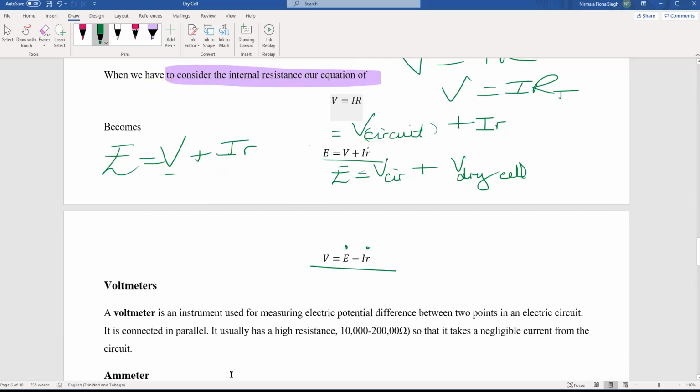Okay. Have you all done internal resistances yet in electronics? No, miss. Okay, all right.